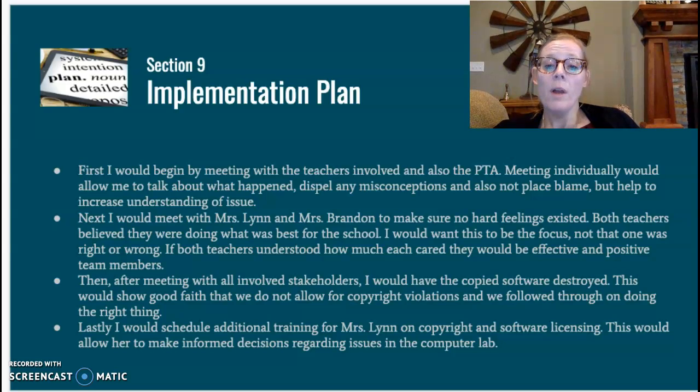Implementing the plan. So the first thing I would do would be meet with the teachers involved. I would talk to them. I'd get their side of the story. So that way I can understand why they did it and maybe gain some further insight.